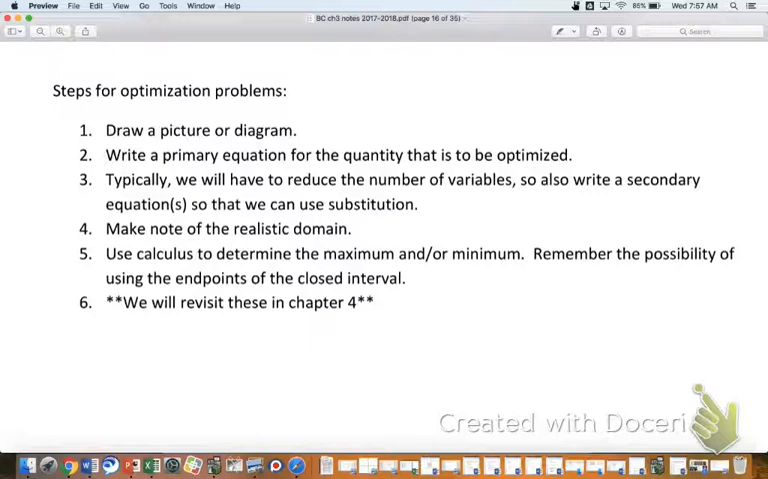Sometimes you're going to have to use substitution to reduce the number of variables down a little bit. Realistic domain, when we're talking about real world stuff, you can't have a negative number of cats in the vet clinic or something like that. So, 0 would be kind of the lower bound for that. So look for a boundary for the domain. And then we're going to use calculus.